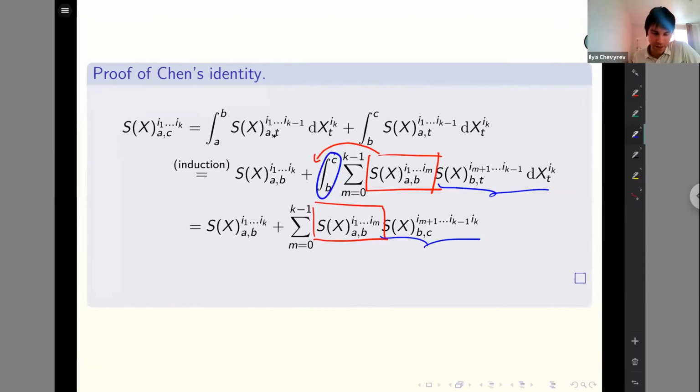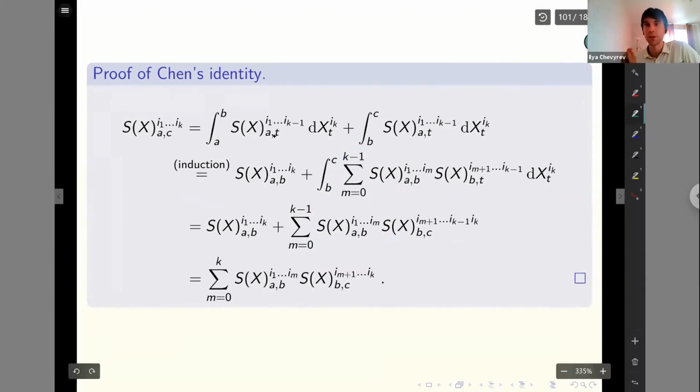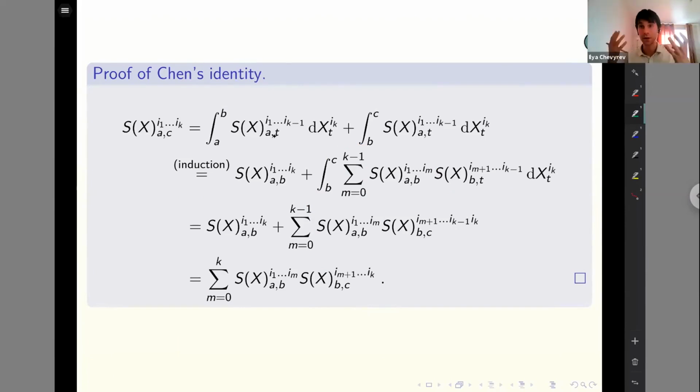Now I notice that I have a sum from m up until k minus 1. And then this final term here corresponds to precisely the terms that appear in the sum, but with m equal to k. And so all I do is pull it into the sum and decrease the index of the sum. Okay, so this is a very simple, again, inductive proof of Chen's identity. So I want to present these proofs because I think they demystify some of the properties of the signature, and they show you how to think about it as a recursive object.